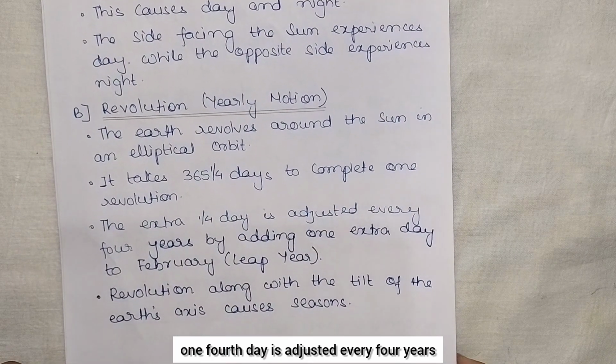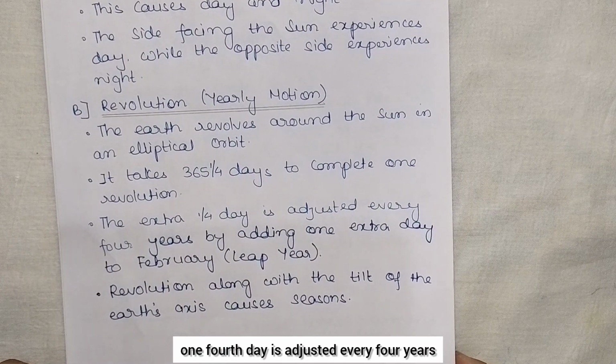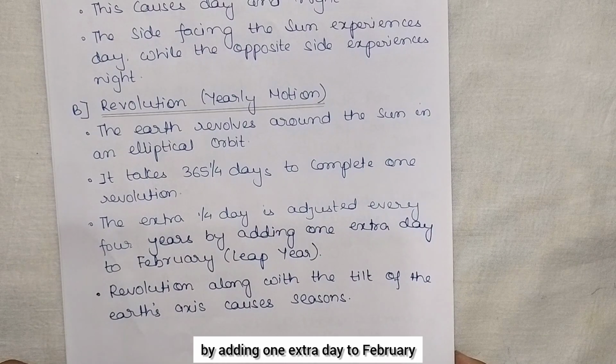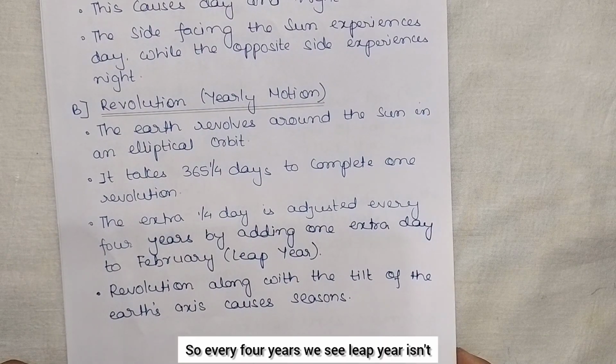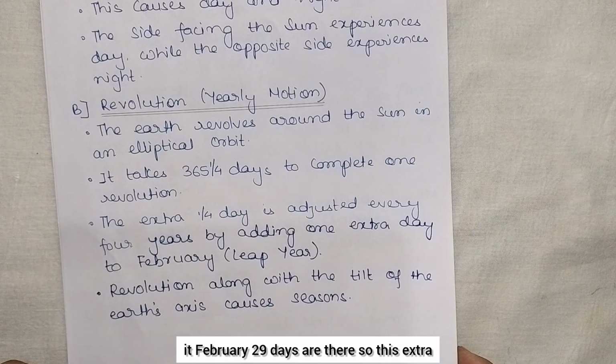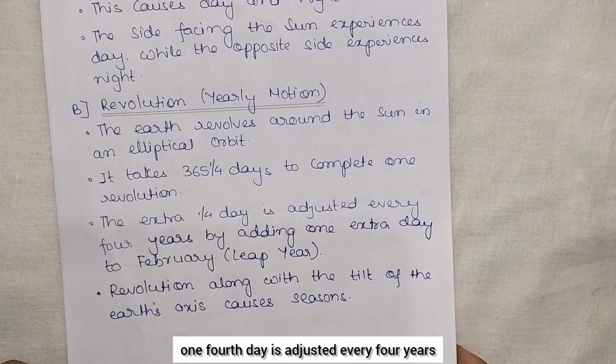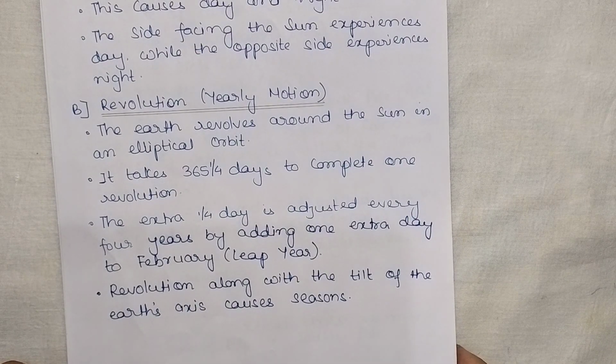The extra 1/4 day is adjusted every 4 years by adding one extra day to February, that is the leap year. So every 4 years we see a leap year, isn't it? February has 29 days. So this extra 1/4 day is adjusted every 4 years.